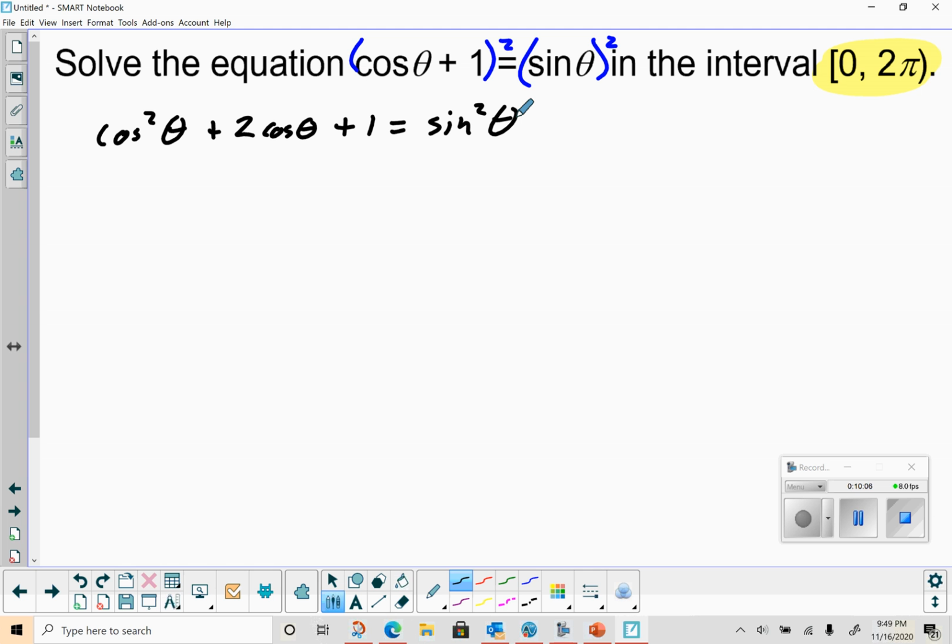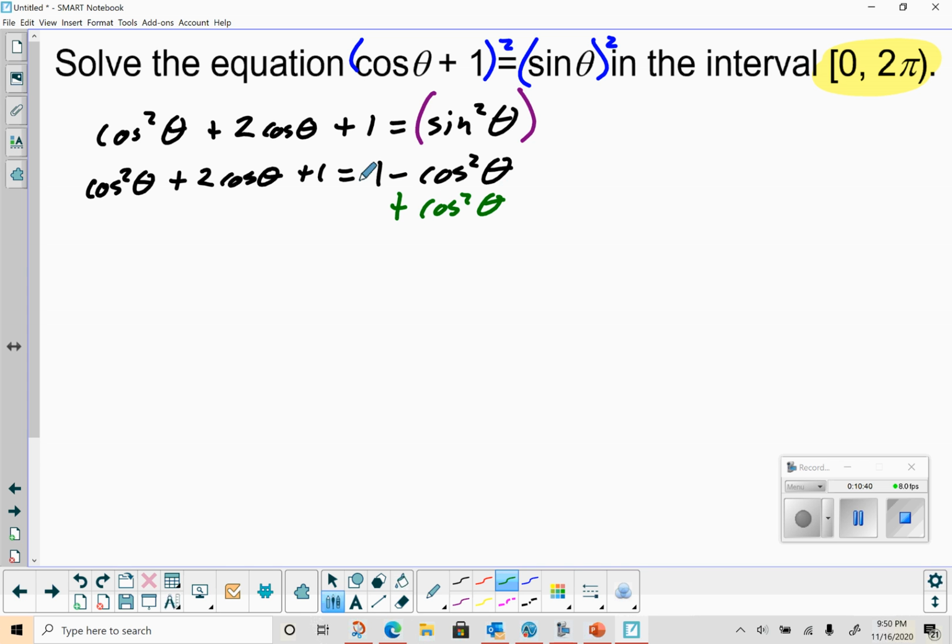Now we're back to the issue that we saw from the previous problem there. Yay, we have an equation with two different functions. Let's use our standard trigonometric substitution here. So we're going to leave this as cosine squared theta plus 2 cosine theta plus 1. Sine squared is 1 minus cosine squared. Combine like terms, we'll add cosine squared to both sides.